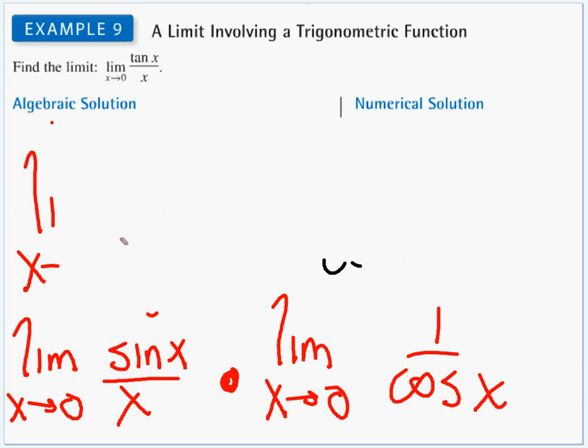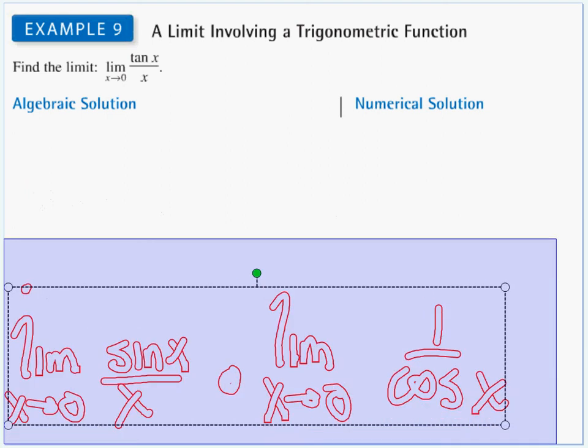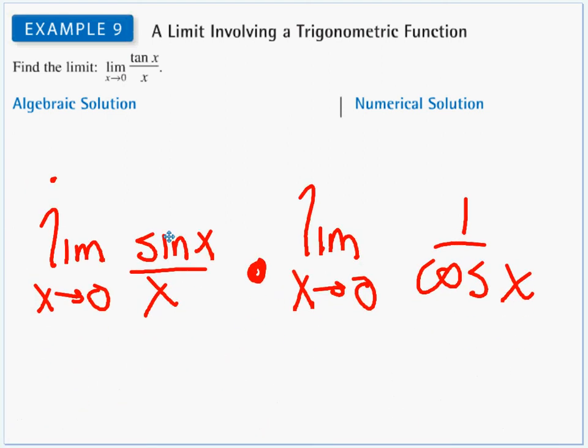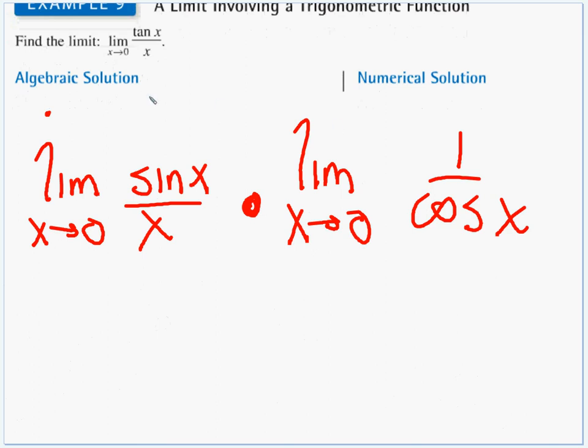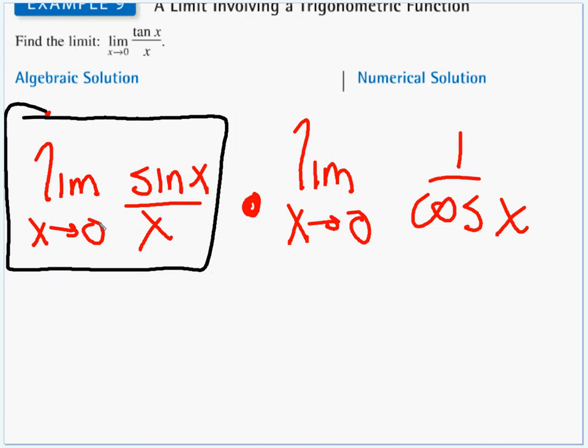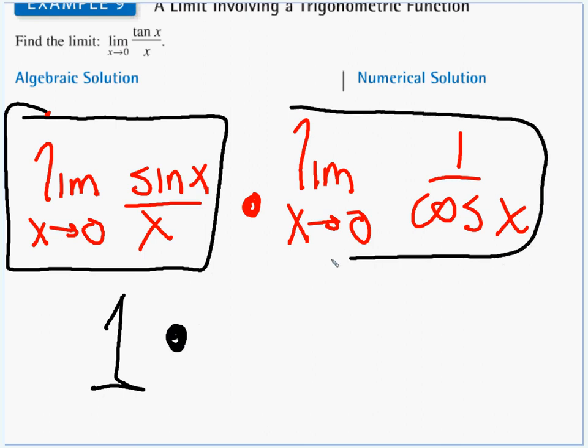Okay. Now remember when we tried direct sub, we got 0 divided by 0. So now we've done a little algebraic manipulation, and we've seen part of this problem. Now we could use that theorem on this piece. As we approach 0 of sine x over x, we have a theorem that says that's equal to 1. So now it's 1 times this limit as we approach 0 of 1 over cos x.